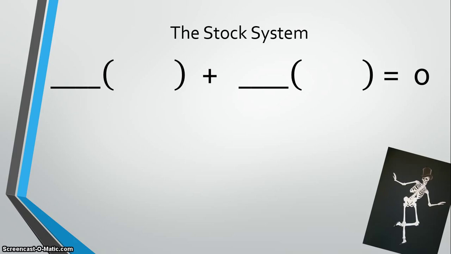Okay, so you'll notice I have a line, a set of parentheses, a plus sign, and then another line, set of parentheses, equals 0. So in other words, all of this stuff over here has to equal 0. It's going to end up balancing out, which is what the stock system told us. All right, so what we're going to do is we're going to assign part of this to one atom or one type of element and another part of this to a different type of element.